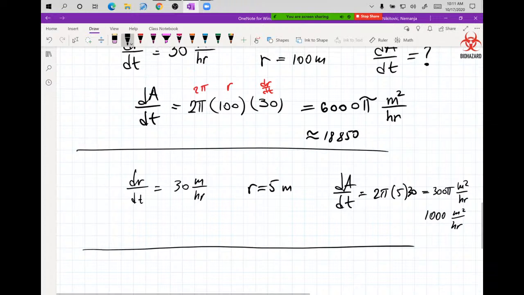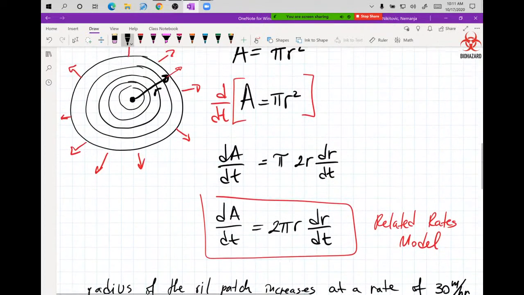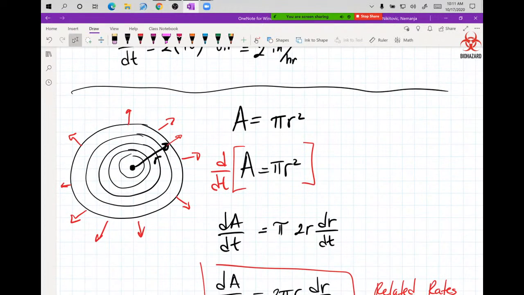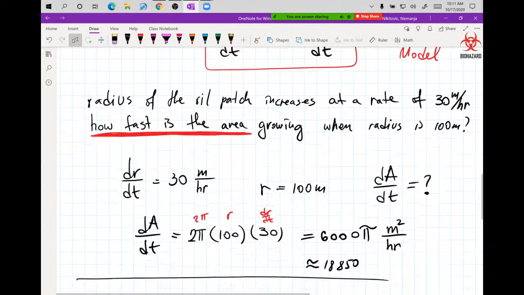So that's the idea of related rates. You always start with the equation, with the formula, and then you take that derivative with respect to time to see how fast the quantity is changing, and then you go on and compute those things. So let's see another really cool problem.